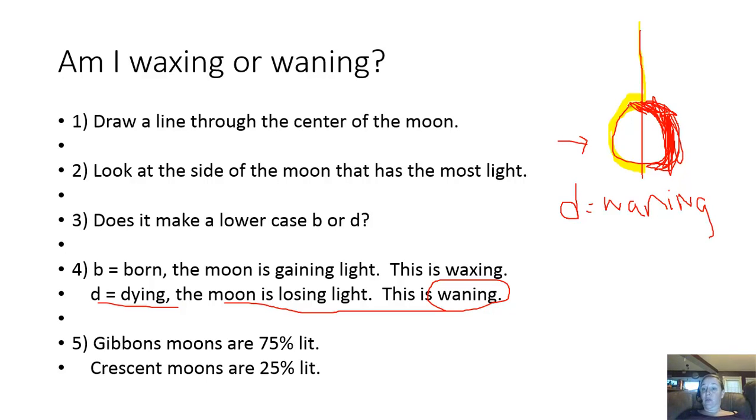And because the moon that is lit is 75% lit, this is going to be a waning gibbous moon. I hope that helps you. This made all the difference for me when I was trying to remember which moons were waxing or waning. If the other side is lit the most, then it would be a b, and that means that the moon's gaining light, and it would be waxing.